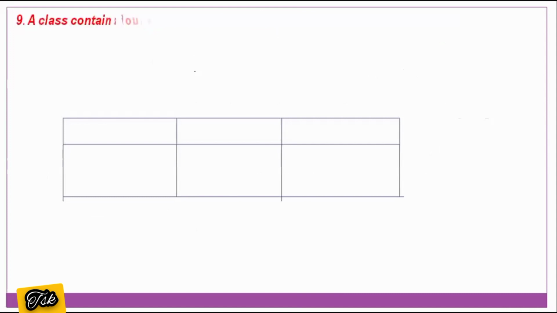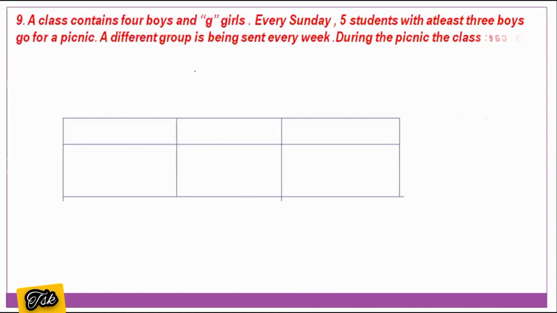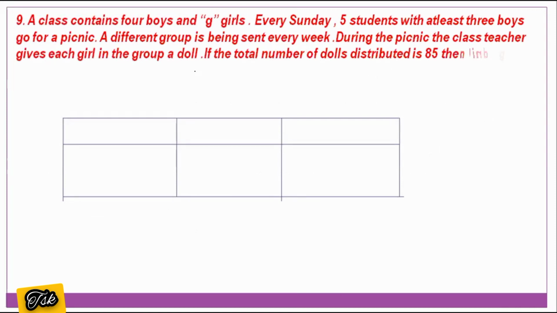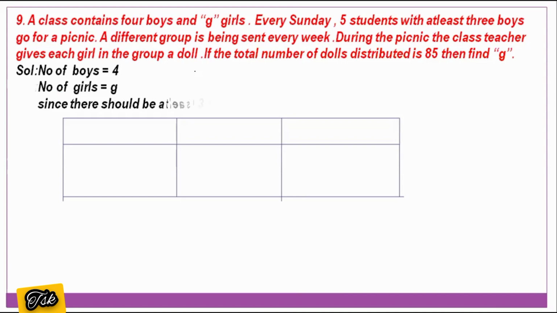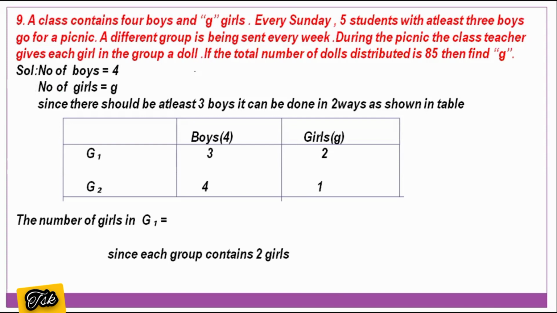Okay. A class contains 4 boys and G girls. Every Sunday, 5 students with at least 3 boys go for a picnic. A different group is sent every week during the picnic. The class teacher gives each girl in the group a doll. If the total number of dolls distributed is 85, then find G.